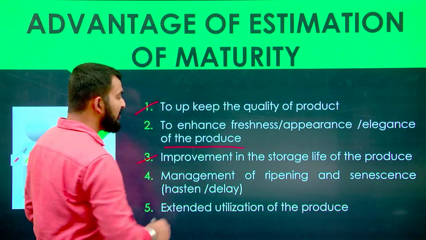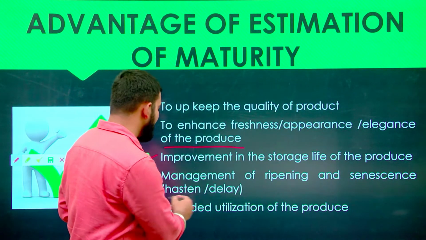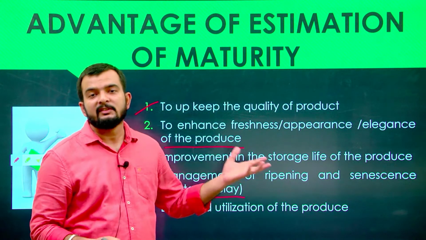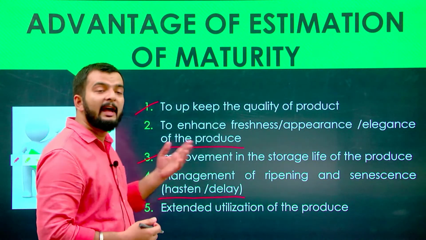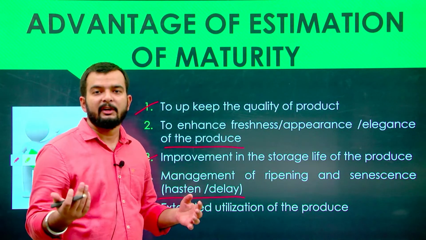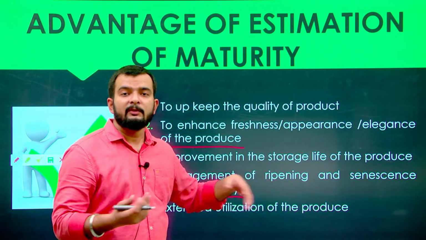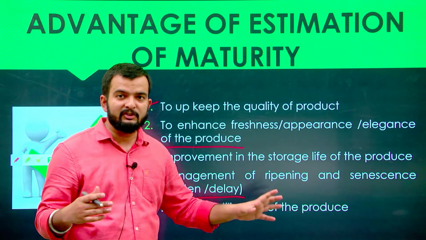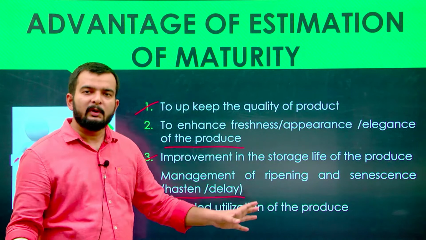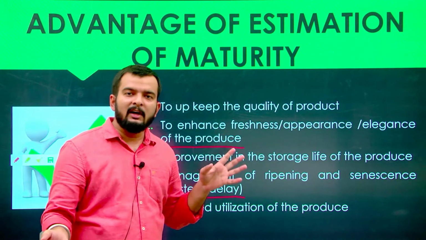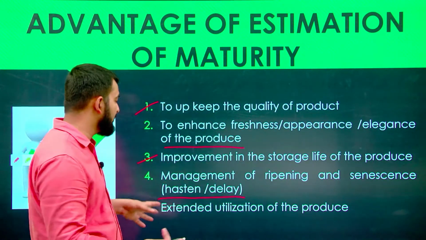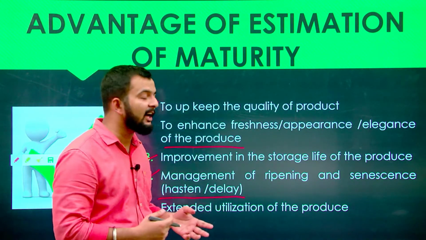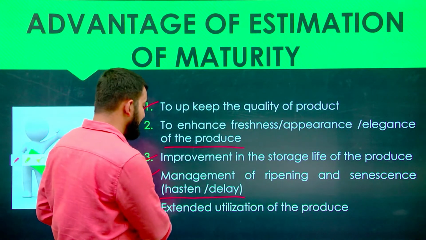Okay. Then we have management of ripening and senescence of the fruit. If your fruit is ripening or senescence is taking over, you can identify whether to hasten or delay the harvesting period. If there is a sufficient time period between growth after maturity, like mature fruit and the ripening period, you can delay the harvesting also, but that is applicable only in some fruits and vegetables. So with the help of a maturity index, you can identify whether to hasten or delay the harvesting.